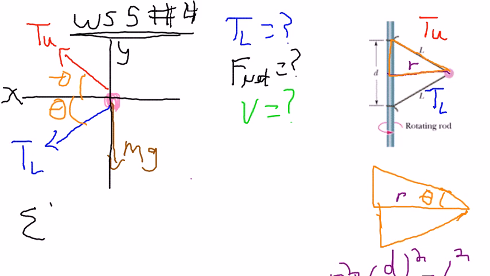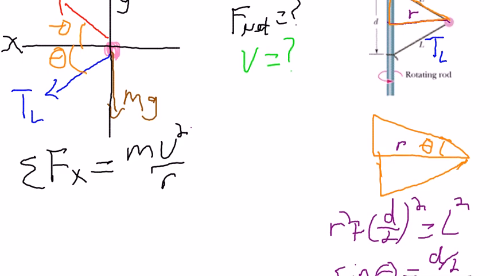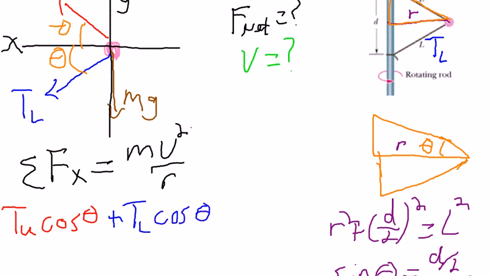If we start with the forces in the x direction, we know since it's moving under uniform circular motion, the net force is going to be equal to m v squared over r, m times the centripetal acceleration. The forces that we have in the positive x direction are T sub U cosine theta, and also in that direction we have T sub L cosine the same theta, and that's all. So that'll be equal to m v squared over r. Nice.